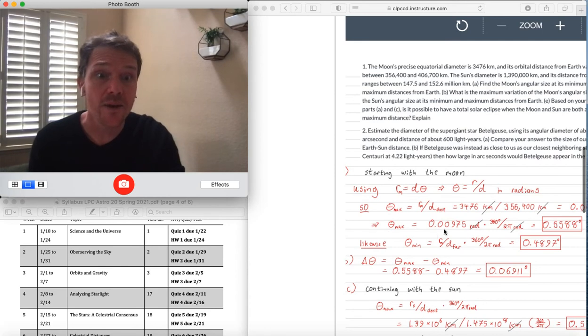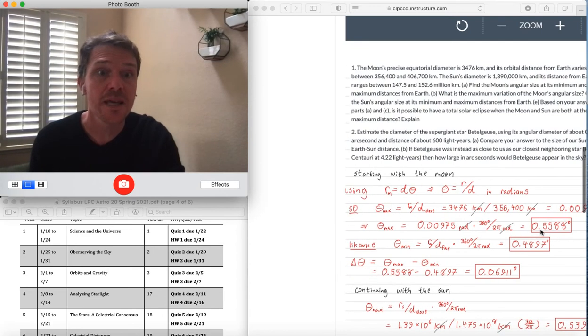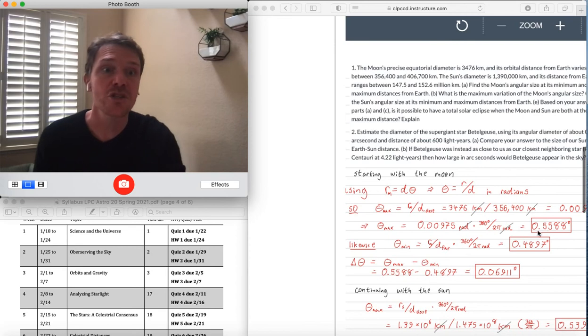And I have it calculated here. There it is in radians, and there it is in degrees. So you can see that the maximum size of the moon is over half a degree. If we were to convert it to arc minutes, it would be over 30 arc minutes, because you have to remember there are 60 arc minutes in a degree. Just because it's 0.56 degrees does not mean it's 56 arc minutes, because 56 arc minutes would be nearly a full degree, closer to 0.9 degrees.